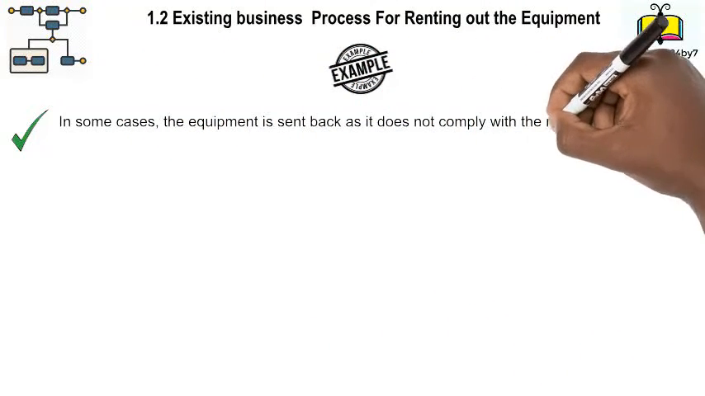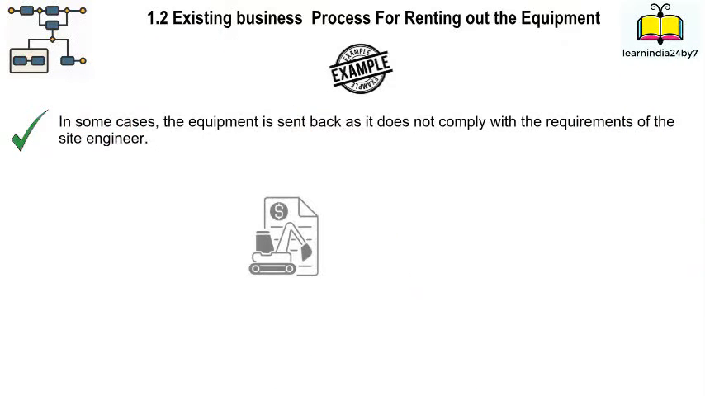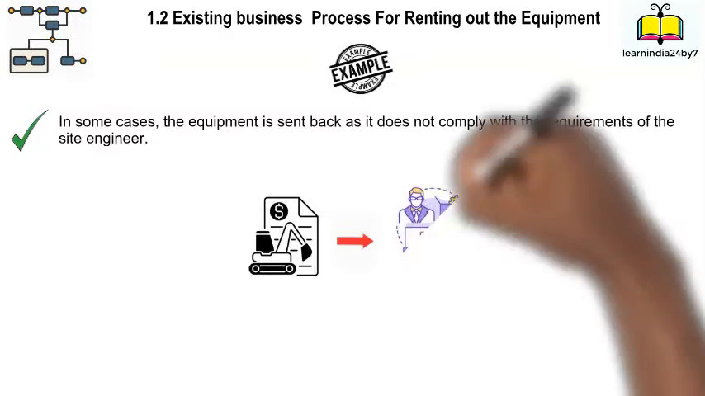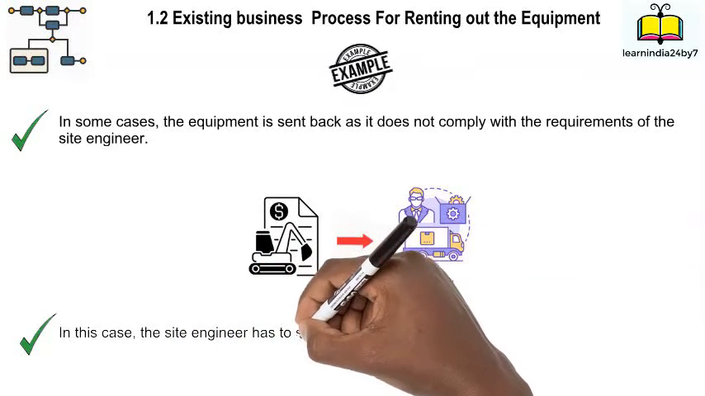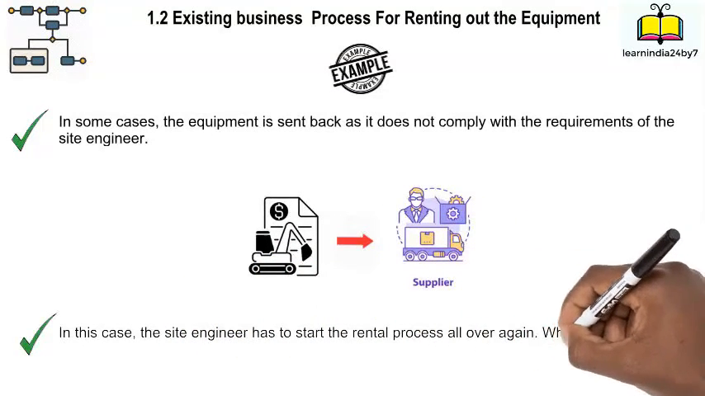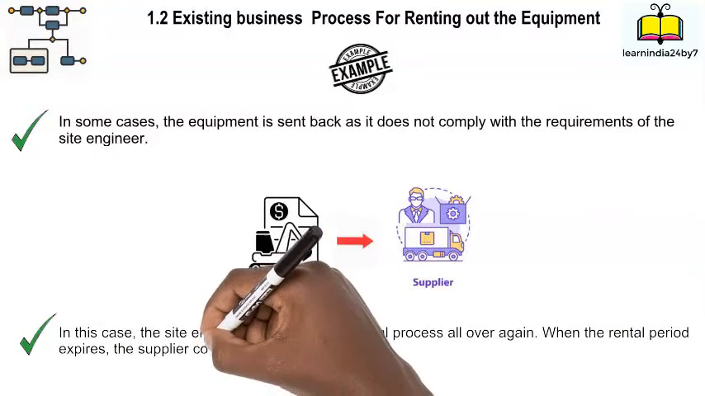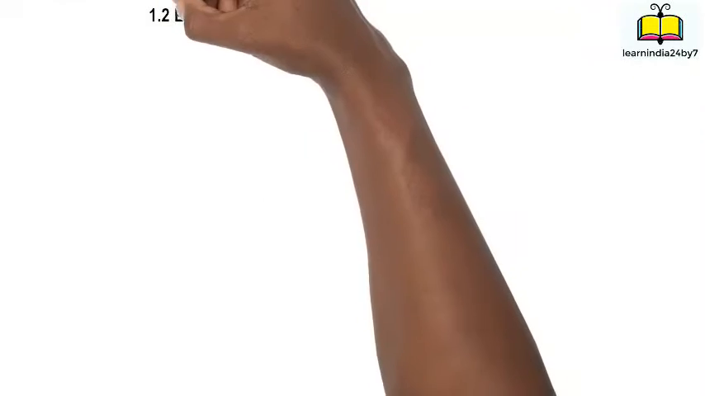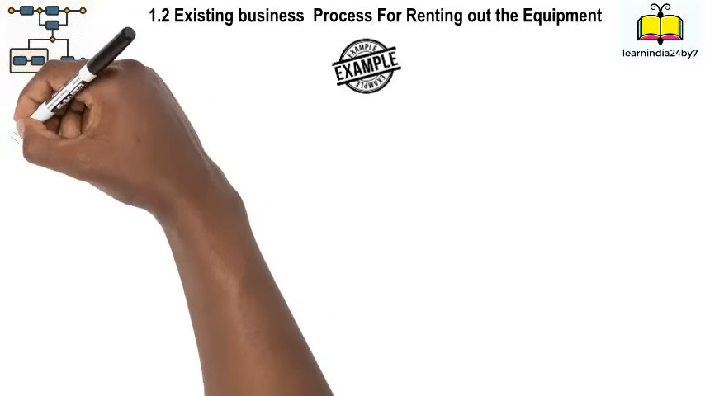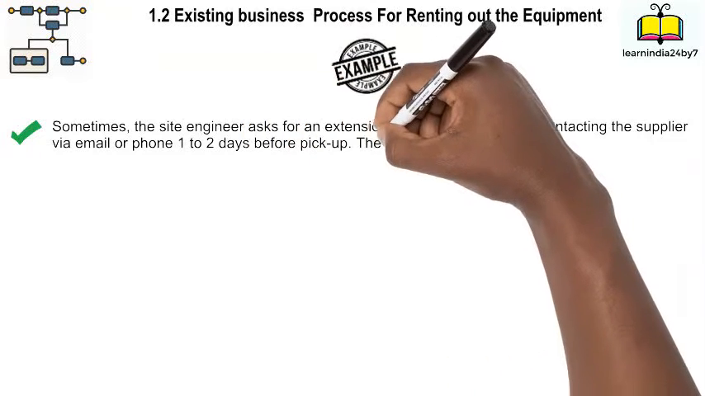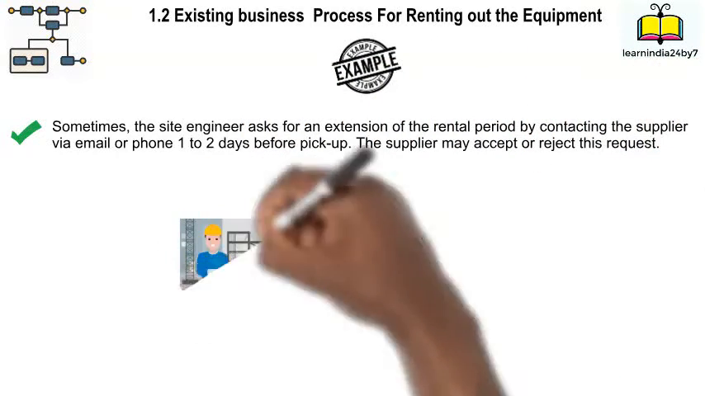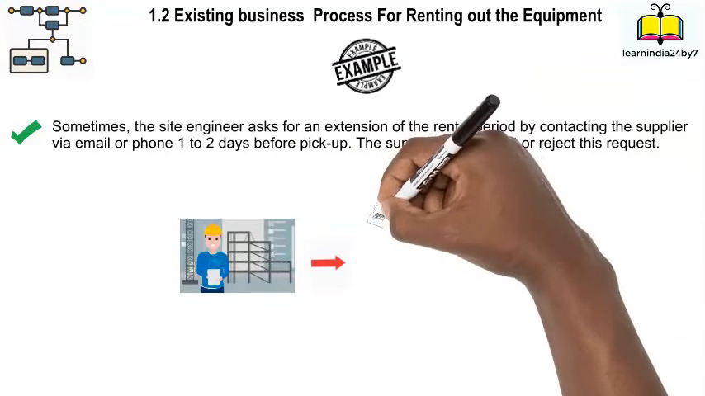In some cases, the equipment is sent back as it does not comply with the requirement of the site engineer. So in this case, the site engineer has to start the rental process all over again. When the rental period expires, the supplier comes to pick up the equipment at the site. Sometimes the site engineer asks for an extension of the rental period by contacting the supplier via mail or phone 1 or 2 days before pickup of the equipment. Subsequently, the supplier may accept or reject this request.